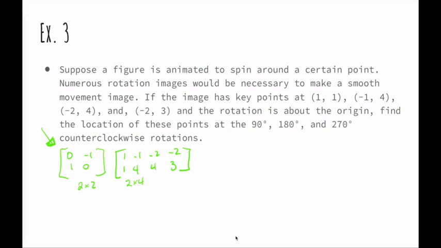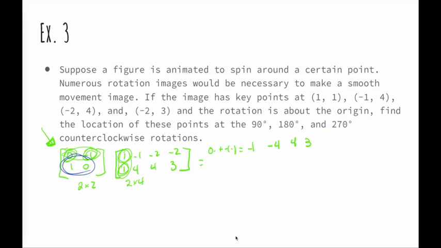And so then we just multiply these two matrices. We multiply the row of this one by the column of this one. 0 times 1 plus -1 times 1 is going to be -1. So you're always multiplying the x by 0 and the y by -1. So the next ones would be -4, 4, and 3.